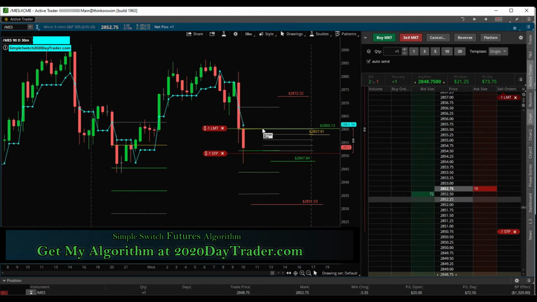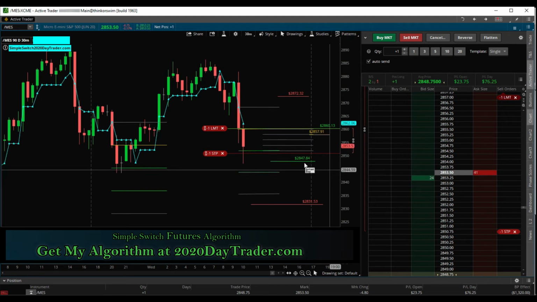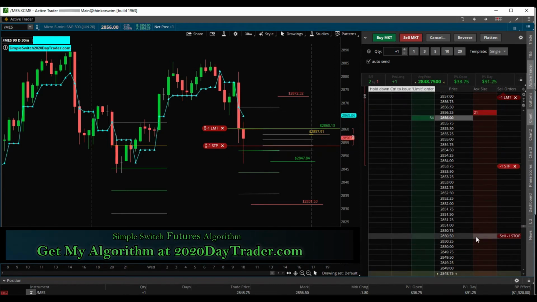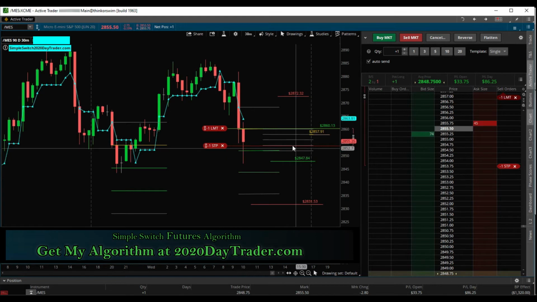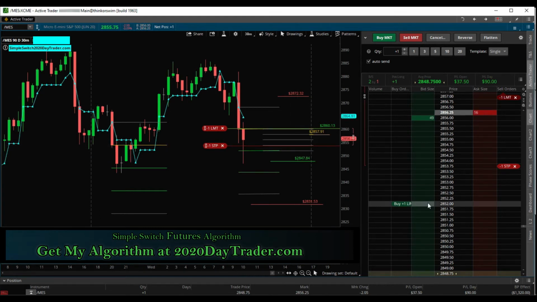So either we're going to get our target and make our nice 2-to-1 on this overall trade, or we'll just get out with a 1-to-1. Looking at my other charts on my other monitor, it's telling me I need to move my stop to this level right here. This is a pretty big candle here, basically a flagpole, if you will.